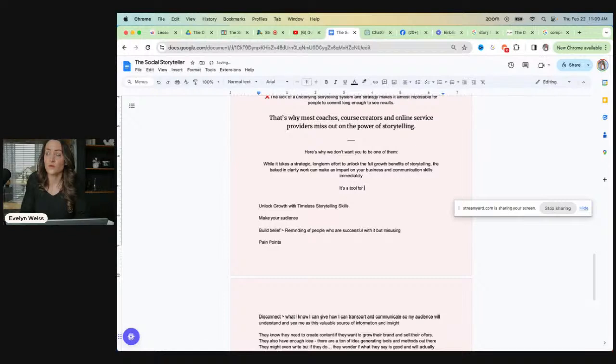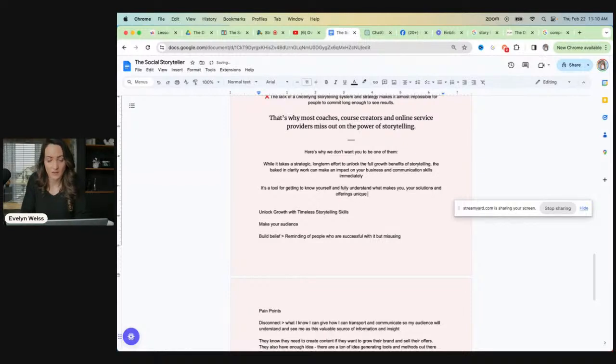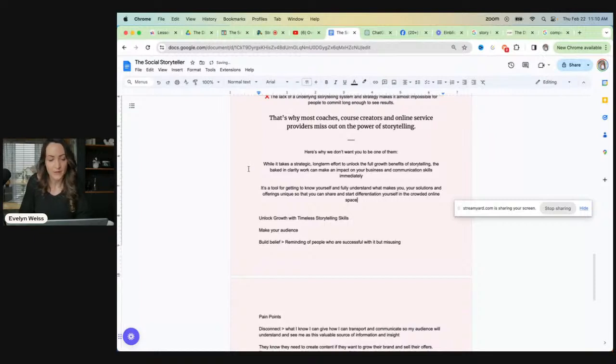It's a tool for getting to know yourself and fully understanding what makes you and your solutions and offerings unique, so that you can share that and start differentiating yourself in the crowded online space. So this is now the green check.